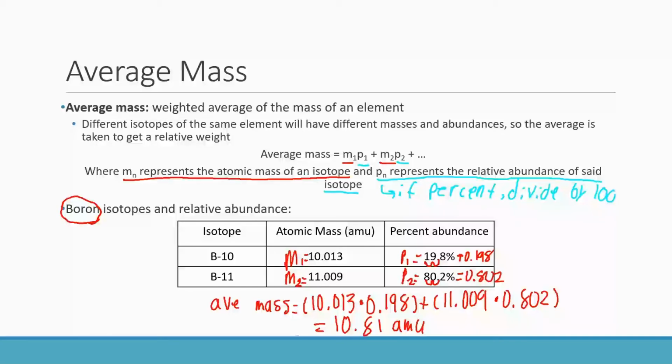So anytime that you're calculating the average mass of an element, you can always look at the periodic table and check to see if your final answer is correct. If your final answer is incorrect, that obviously means you need to go back and fix something. Okay?